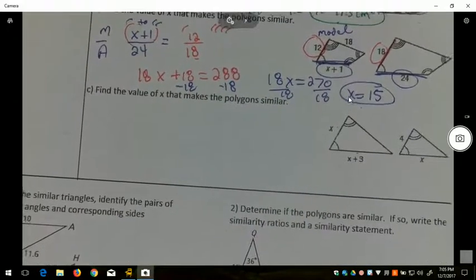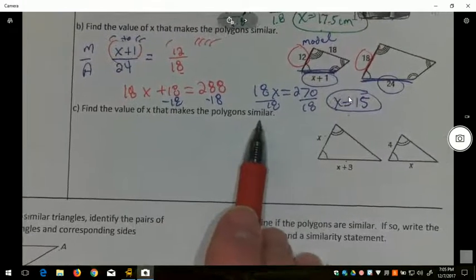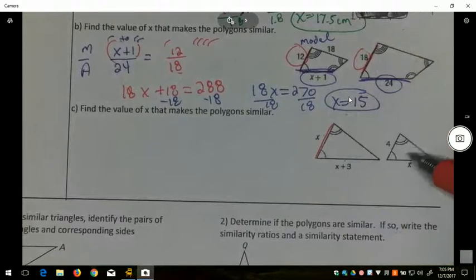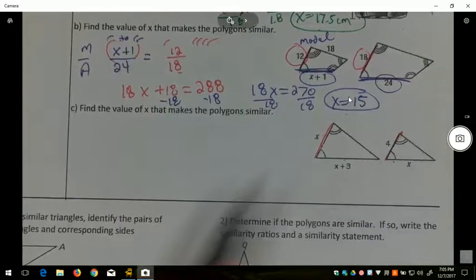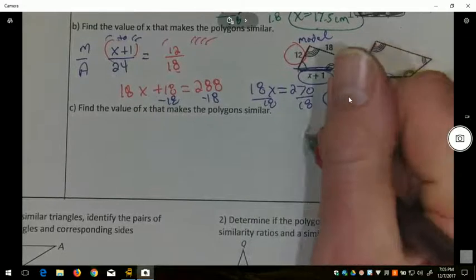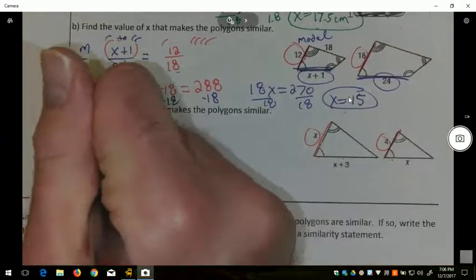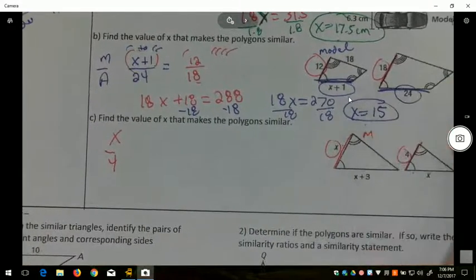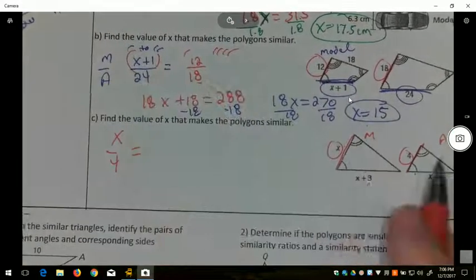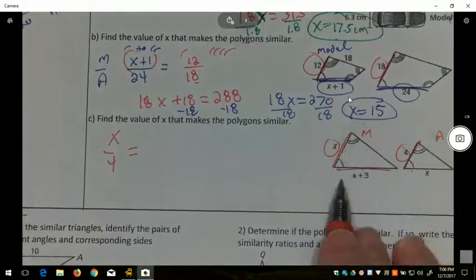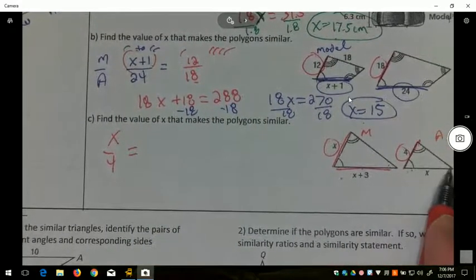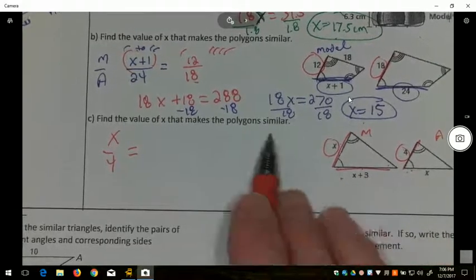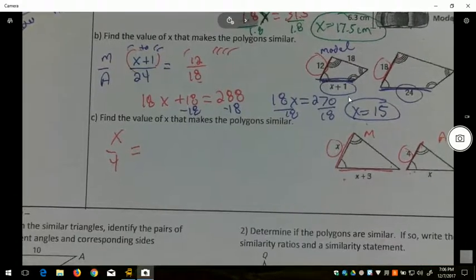Letter C, find the variable of x that makes the polygons similar. This is a side. It's between a single angle mark and a double. Its corresponding side is this, the 4. So I'm going to do this to this. I'll show you two ways to set this one up. If I call this model and this actual, model over actual. And then here, the single mark to the non-mark, the single mark to the non-mark. And this is what we're doing to make sure that the ratios are the same, which would make the polygons similar, in this case triangles.